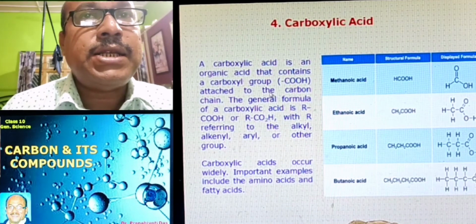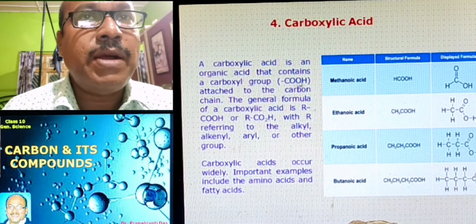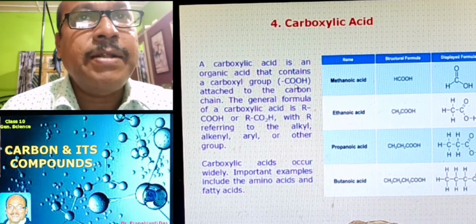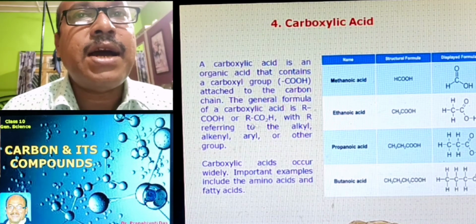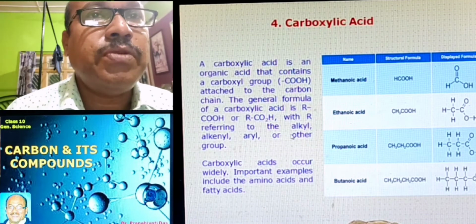Carboxylic acid, this is the carboxylic group, COOH, carboxylic group. Whenever this carboxylic group is added to any hydrocarbon chain, it changes the entire physical and chemical property of the hydrocarbon, and some oic acids will be formed.